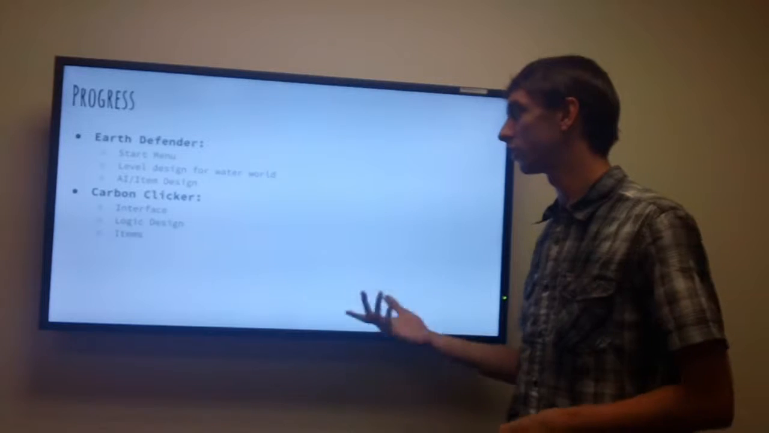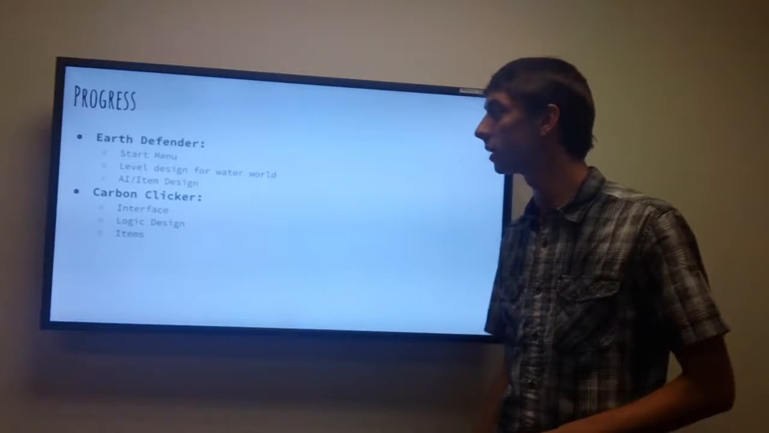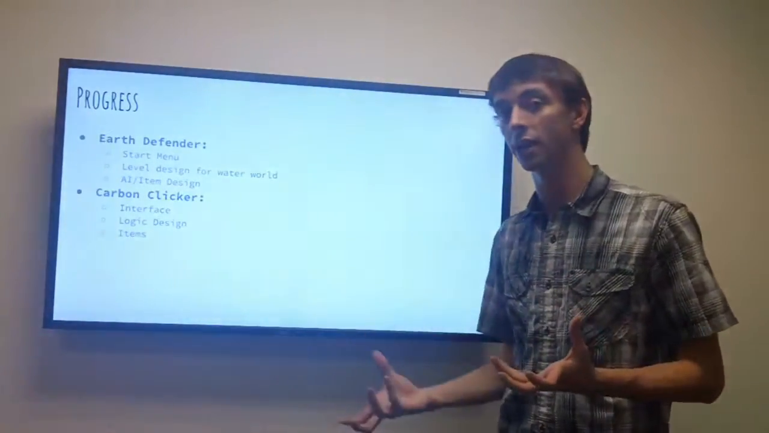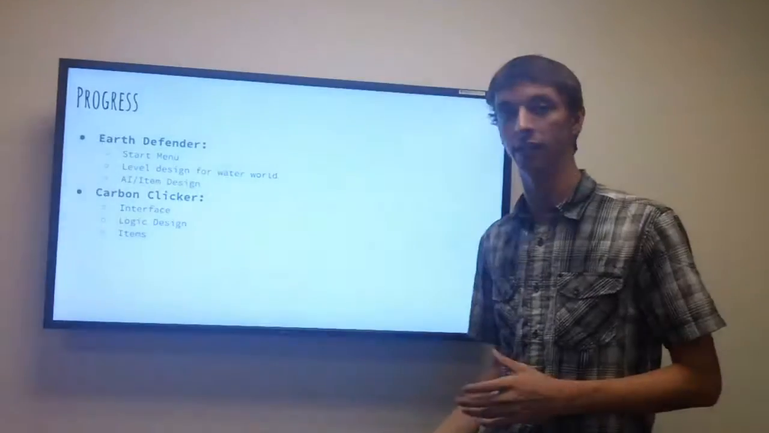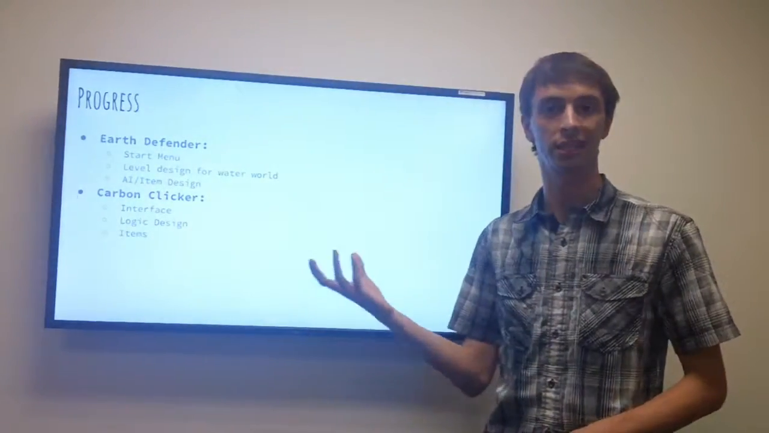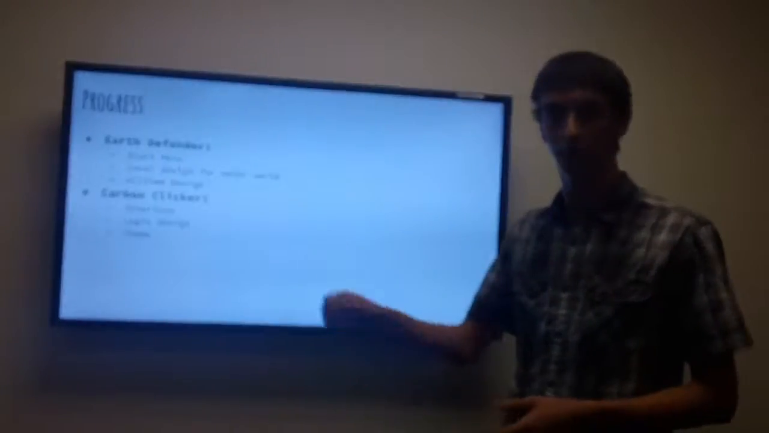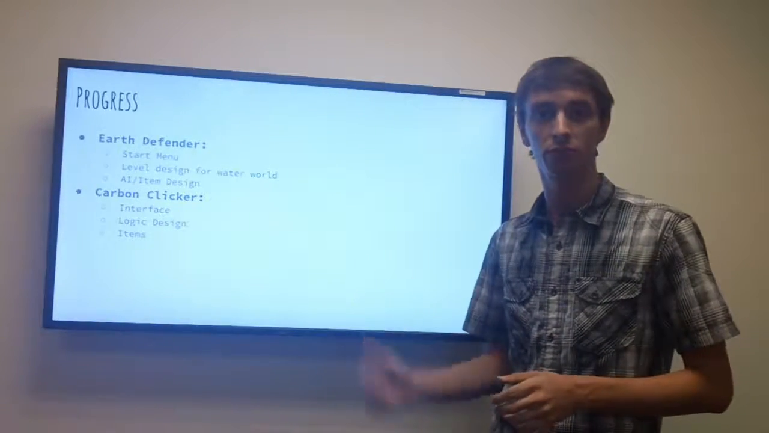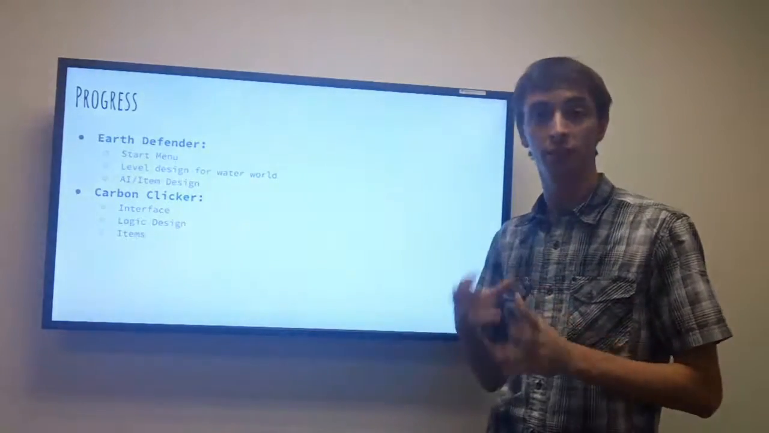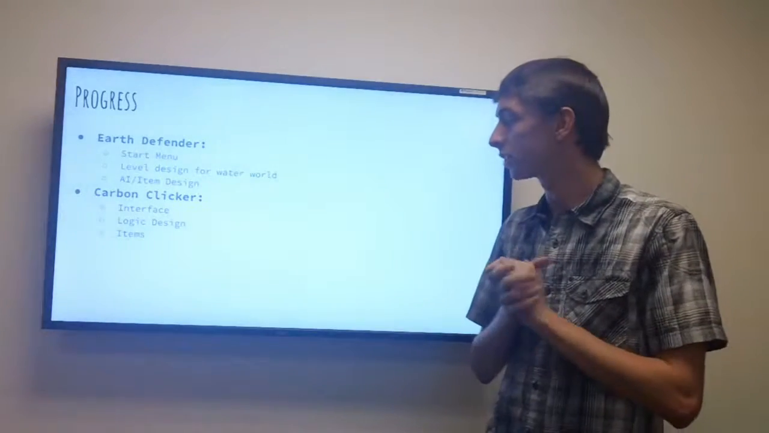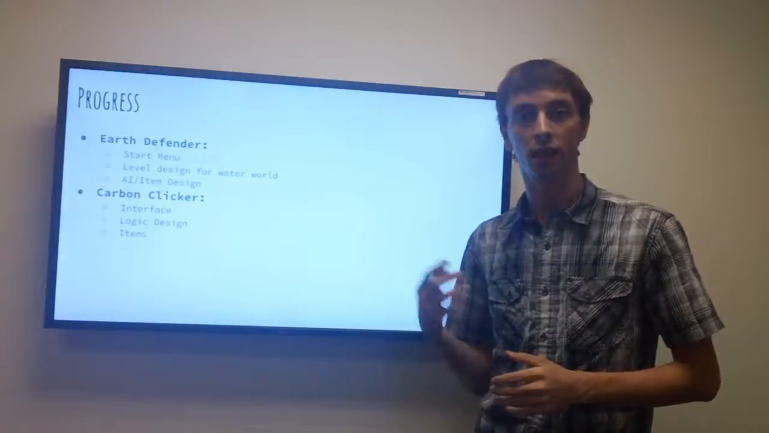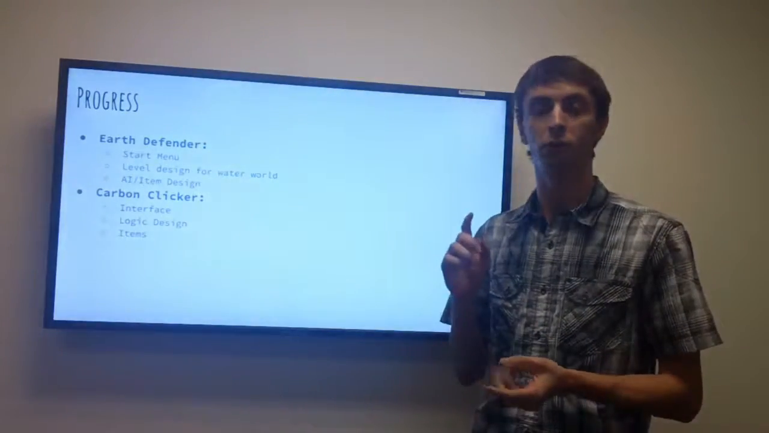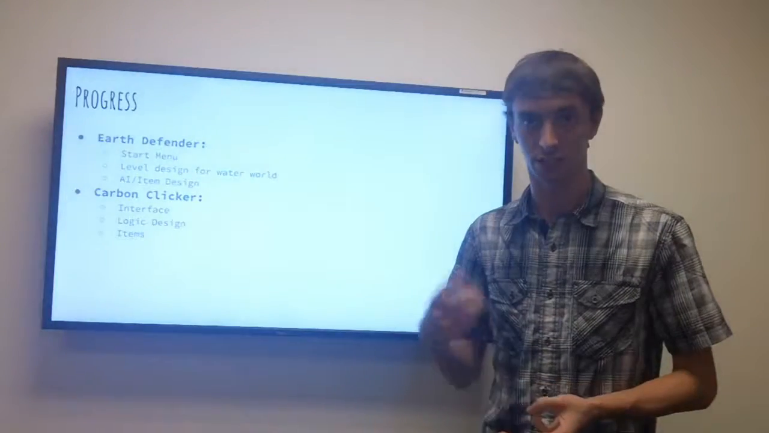So far the progress for Earth Defender has included creating the start menu, as well as starting the level design for the water world. That includes the AI for both the items and the enemies, as well as the general item design, such as algae shooters to combat things like oil blobs or plastic that float down the ocean. In Carbon Clicker, we've created the interface, as you've seen, and got a lot of the logic and the functionality already working. As far as the items go, we've implemented one, but we've also brainstormed and thought through things like trees, solar panels, electric cars, etc., just to name a few.